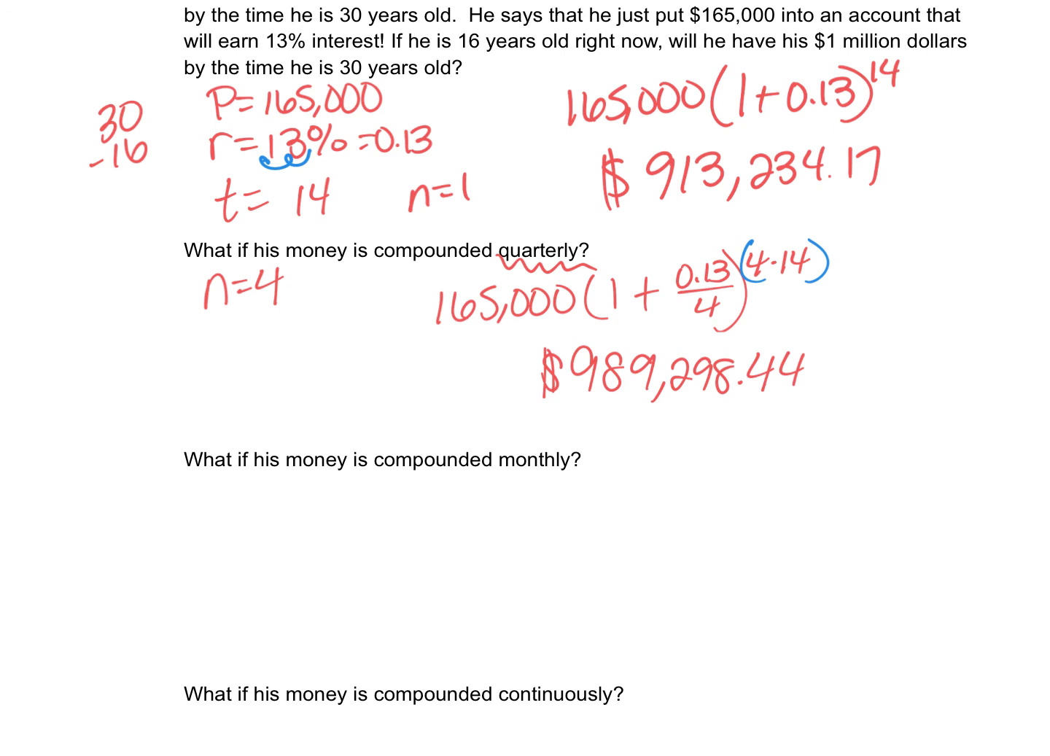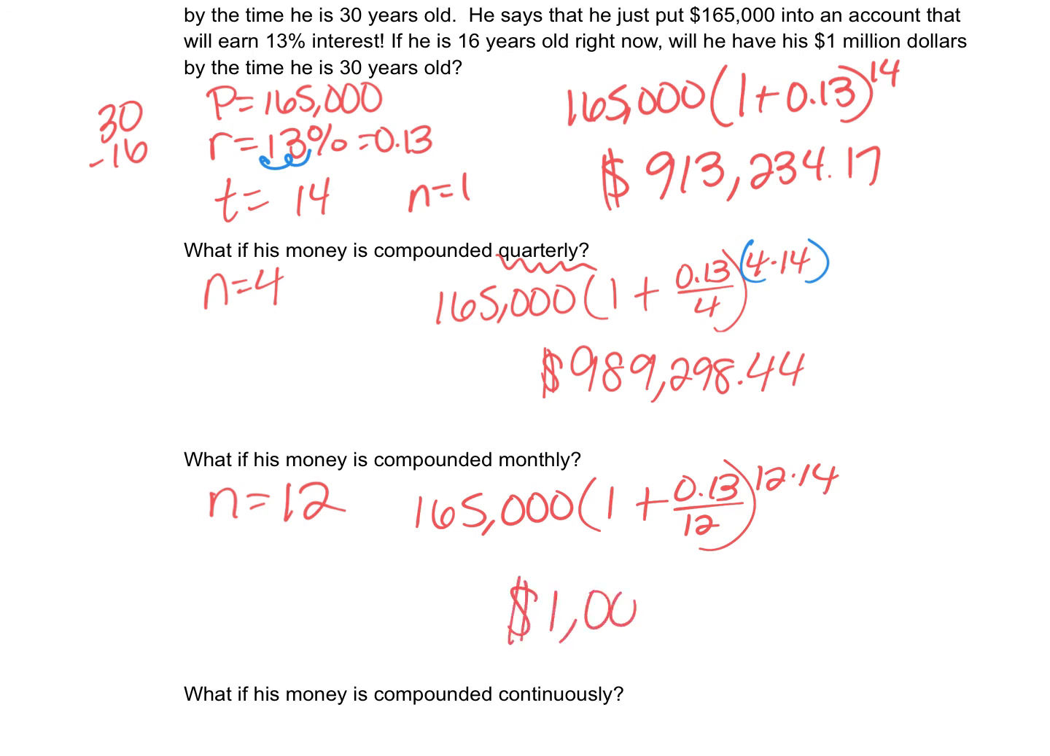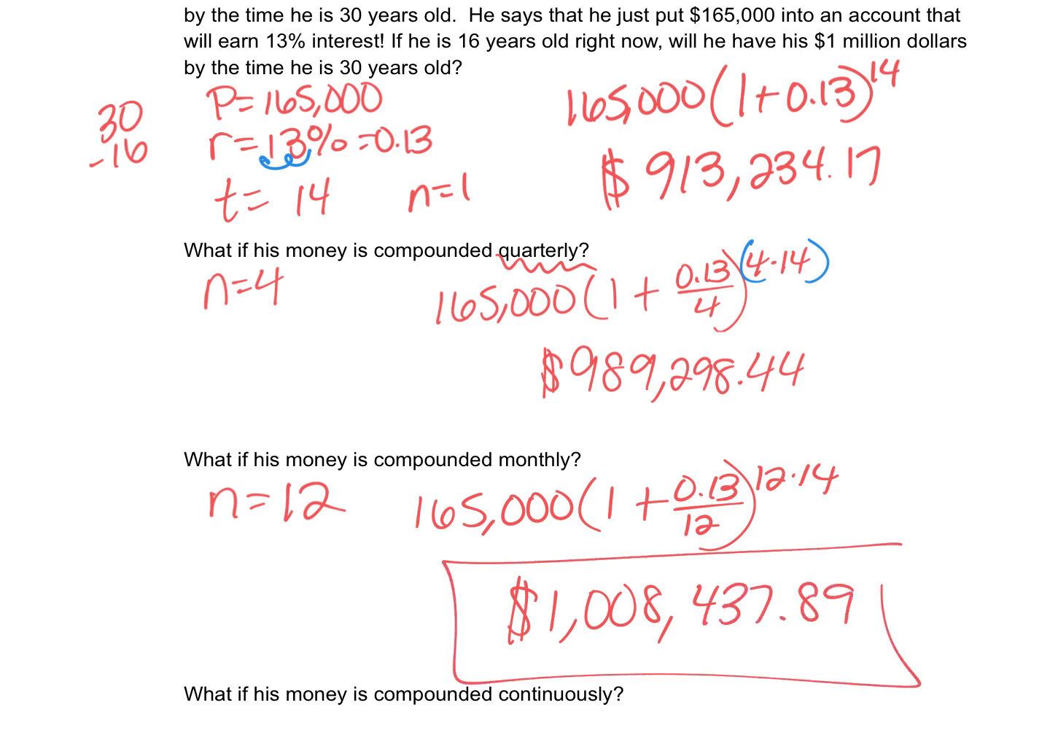So now what if it's compounded monthly? So again, it's the same thing except the n is going to change one more time. What does it mean to be compounded monthly? That means it's going to be compounded 12 times within each year. So your n changes to 12. So same thing, so 165,000 parentheses 1 plus 0.13 divided by 12 to the 12 times 14. Okay, stick that in your calculator. I think he makes it, yes, he does. So now he has $1,008,437.89.